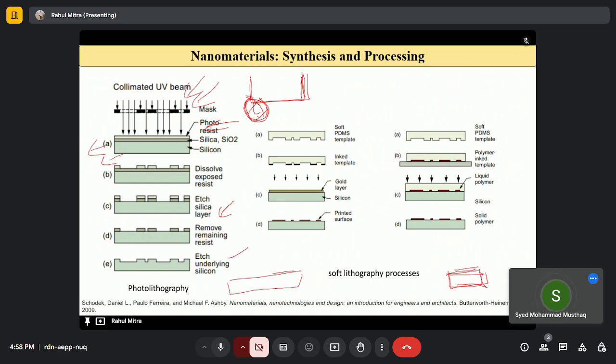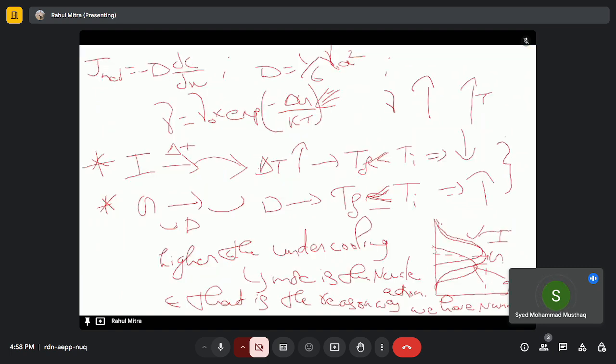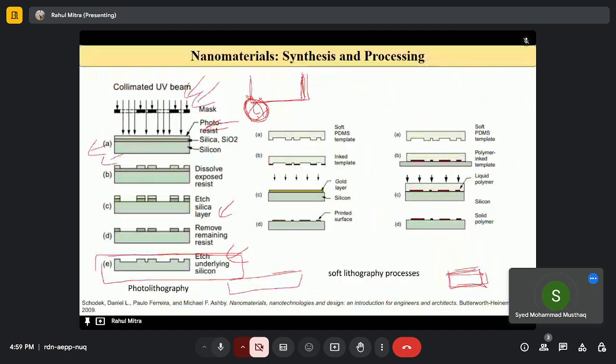Finally we do the etch of the underlying silicon. So as a final process, we have a definite structure, or a definite profiling, on our silicon wafer. And there are other processes like the soft lithography process, where we have a soft PDMS template, and it has again certain profiling on its surface, and we apply ink to it.